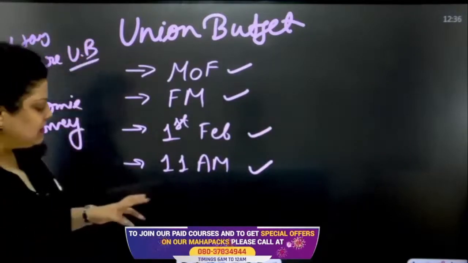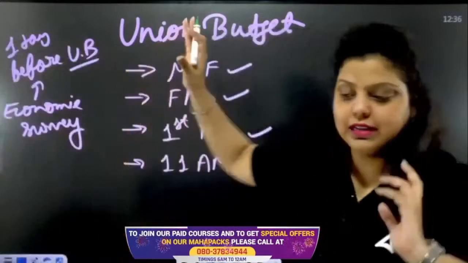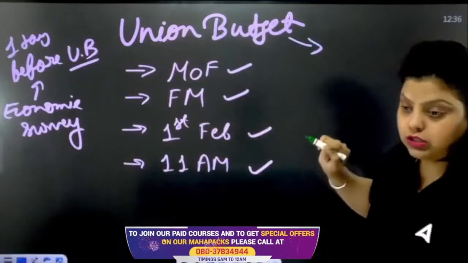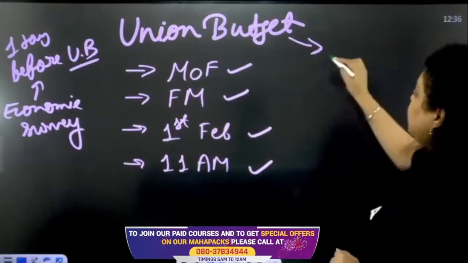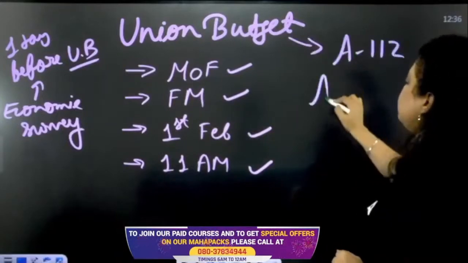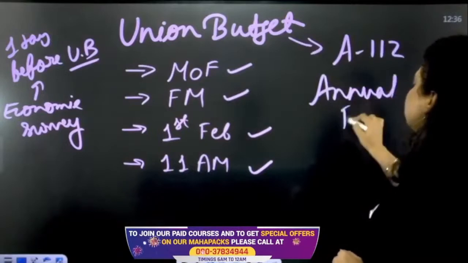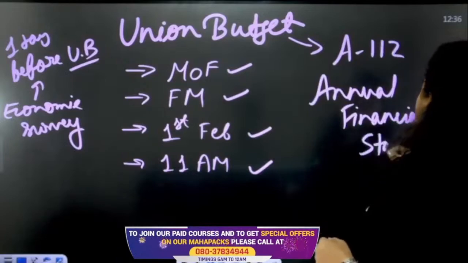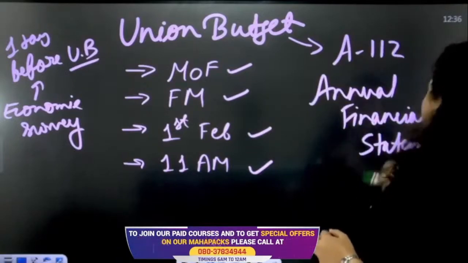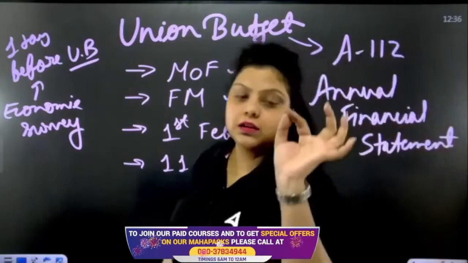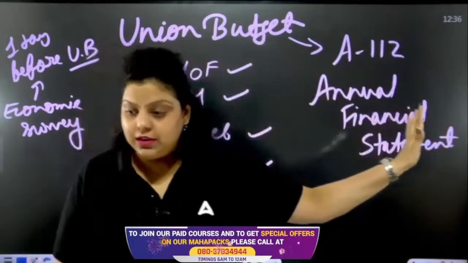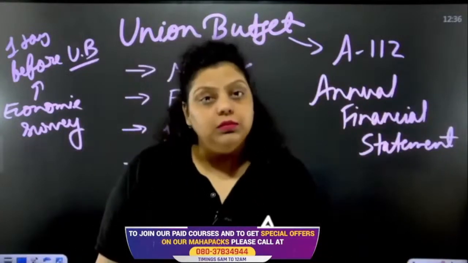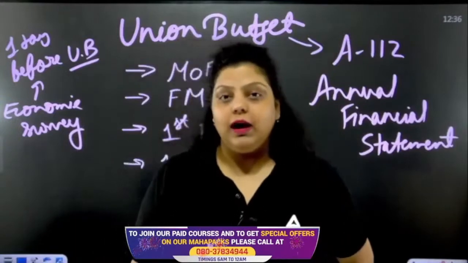Now I have discussed what the union budget is and when it will be prepared. One more important thing: in our constitution they haven't used the word budget. In Article 112 they have used the term annual financial statement. So the annual financial statement is defined under our constitution in Article 112. The budget has not been defined in any particular term; the budget is also referred to as the annual financial statement.